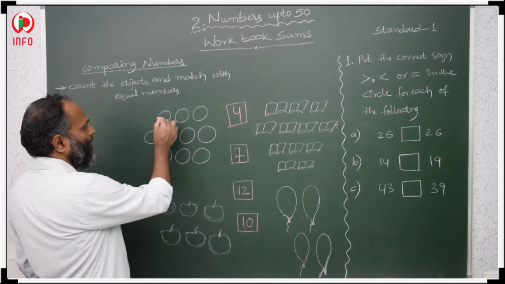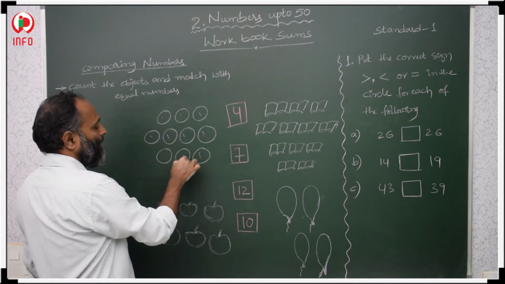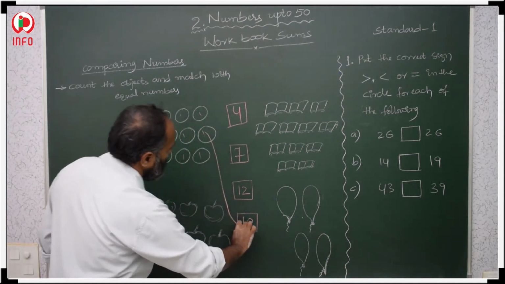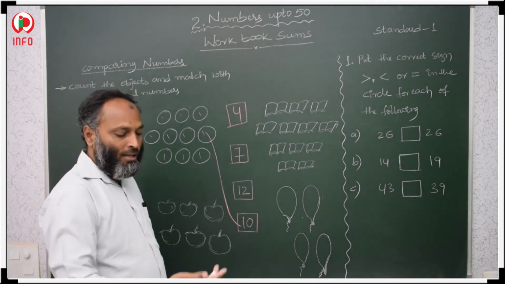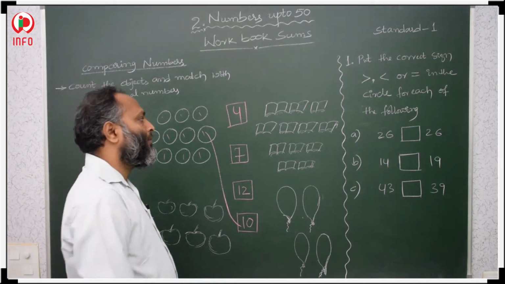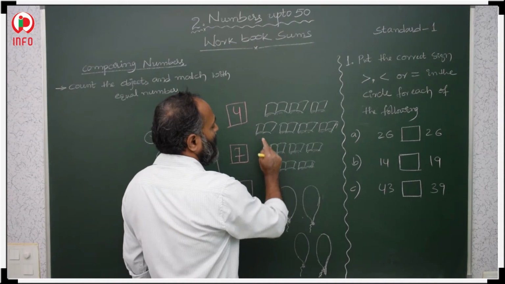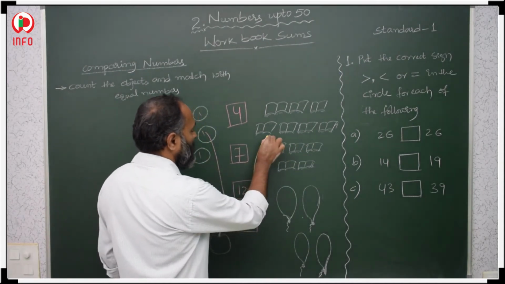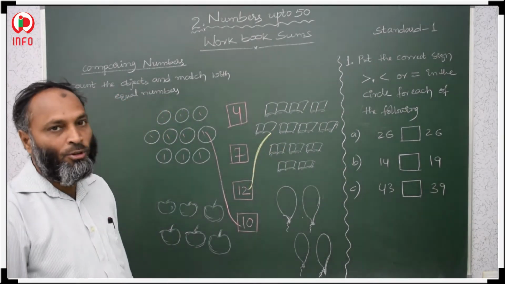How many circles are there? First you count. 1, 2, 3, 4, 5, 6, 7, 8, 9, 10. Where is 10? You match circles with 10, because there were 10 circles. Now the number of books. 1, 2, 3, 4, 5, 6, 7, 8, 9, 10, 11, 12. 12 books were there. Match 12 books with 12.